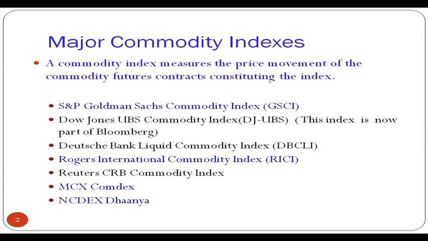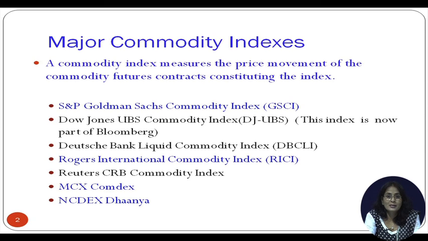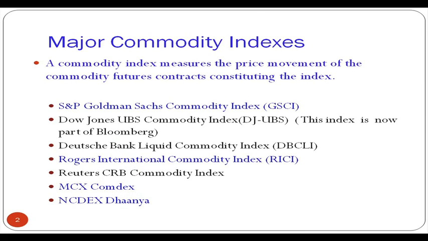So what are these indices? S&P Goldman Sachs commodity indices, Dow Jones UBS commodity indices, Deutsche Bank Liquid Commodity Index, Rogers International Commodity Index, Reuters CRB commodity index, and MCX Comdex and NCDEX Dhanya. These last two commodity indices are prepared and circulated by Indian commodity exchanges, that is MCX and NCDEX respectively.